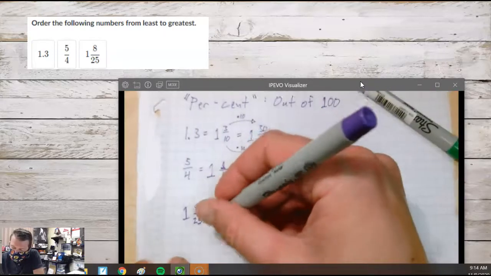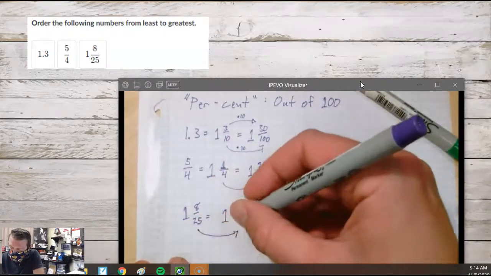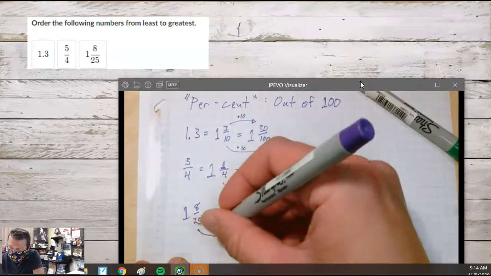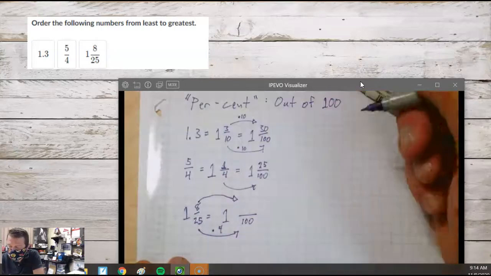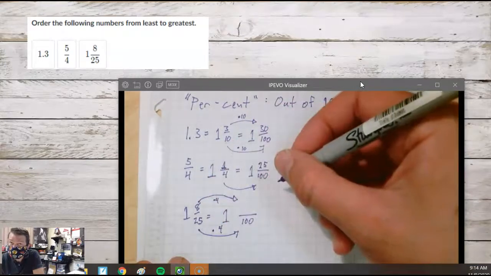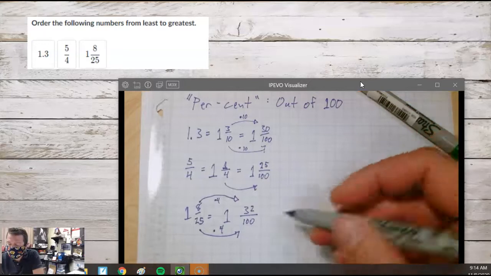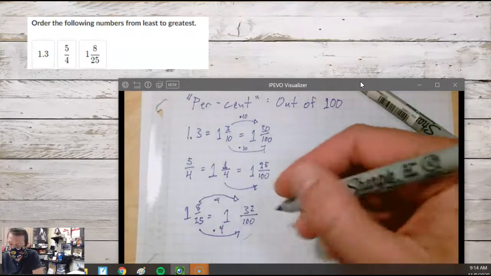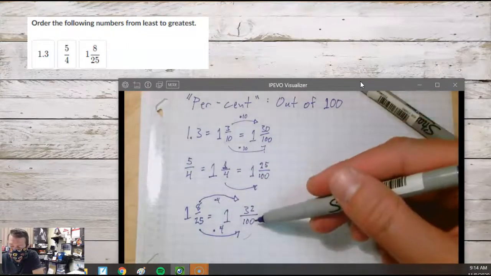25ths. Well, okay, we can convert that just like we did everything else. What do I do to that denominator of 25 to turn it into 100? Multiply by 4. Times 4. Now remember, we're just doing that to the fraction. The 1 is staying the same. So 8 times 4, 8, 16, 32. Ooh, so this is actually our biggest, right? So here we have our largest is the 1 and 8 25ths.